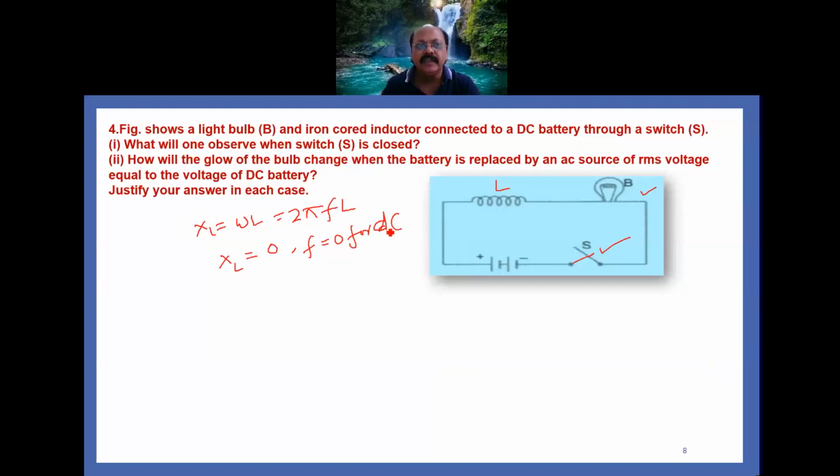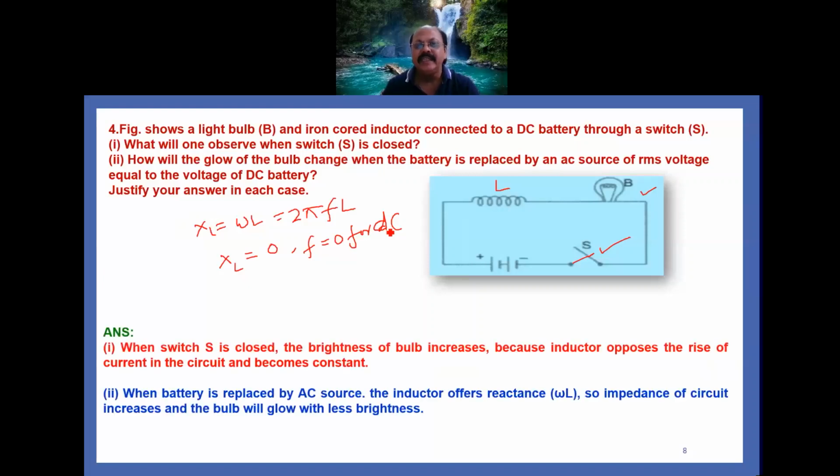So let us see the answer. When the switch S is closed, the brightness of the bulb increases because the inductor opposes the rise of current in the circuit and it becomes constant. So that is one reason. Mathematically I explained that one, and that is written in language. So the second part we take here.